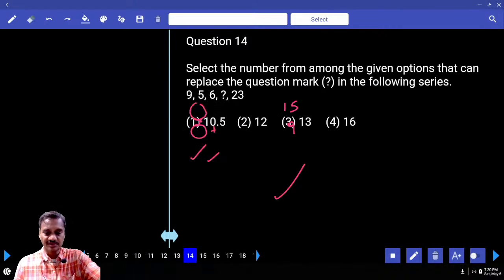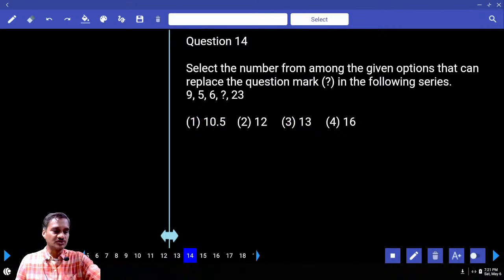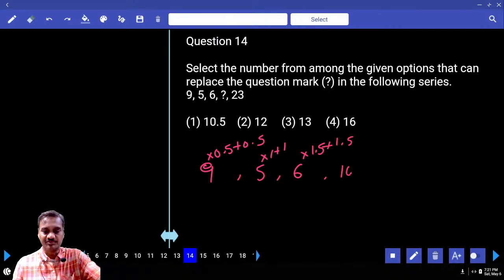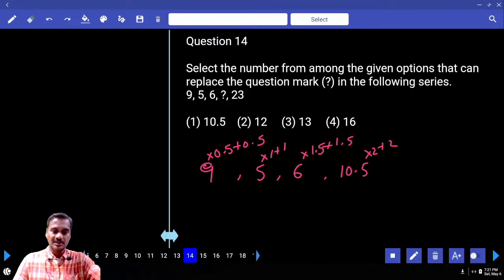The next one, the 14th one, 9, 5, 6, and so on. 9 and 6, tell me how to represent this. 9 into 0.5 is 4.5 plus 0.5, that is 5. 5 into 1 plus 1, that is 6. And 6 into 1.5 plus 1.5, 9 plus 1.5, 10.5. Now 10.5 into 2 plus 2. Then what is the number we have? The number is 10.5, choice 1. Into 0.5 plus 0.5, into 1 plus 1, into 1.5 plus 1.5, into 2 plus 2.